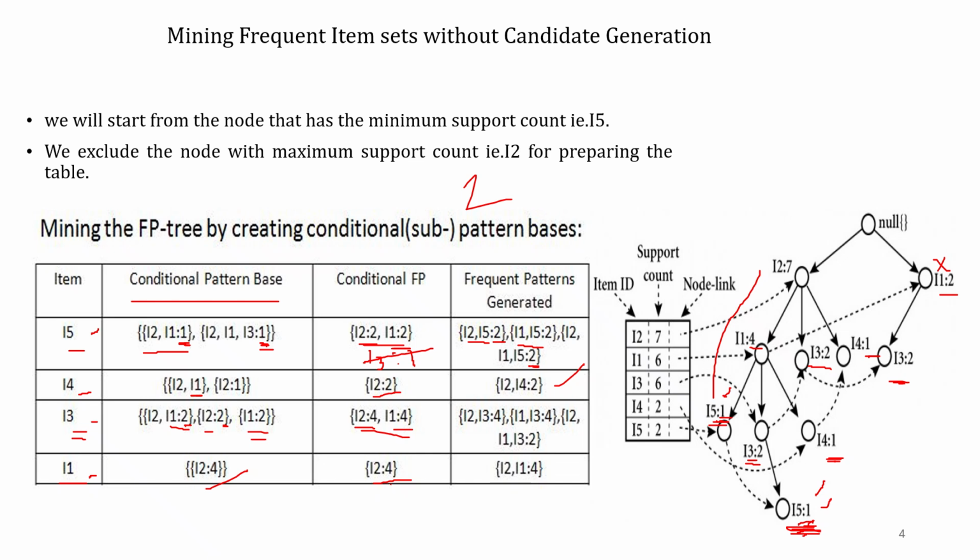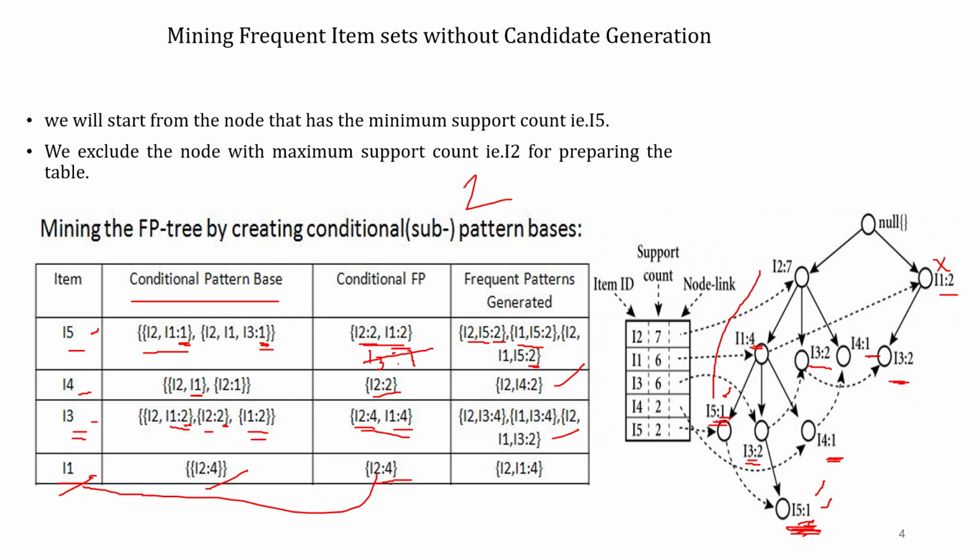So likewise, when you come to I3, you have I2, I3, which is 2, and I1, I3, which is 2, and I2, I1, and then I3, which is 2. Fine. So when you see this, again, the path count will be 4 for this, 4 for this, and I2, I1 will be 2, as I explained already. And when you come to I1, this I2 will be combined with I1. So I2, I1, you have the base as 4.